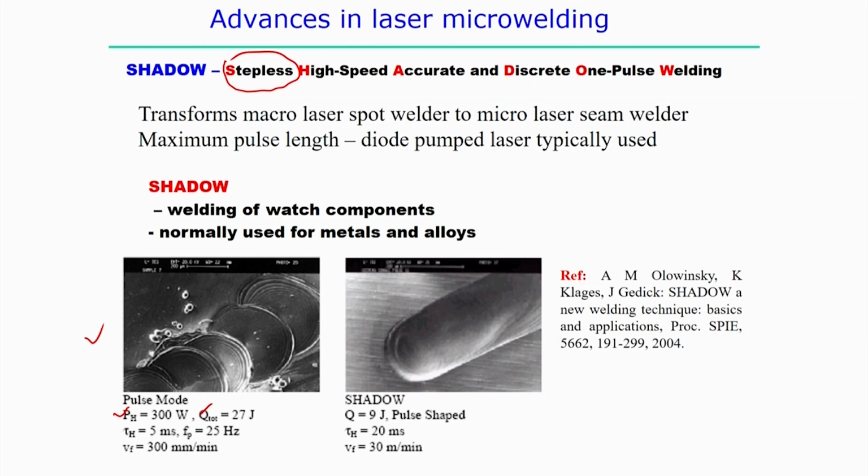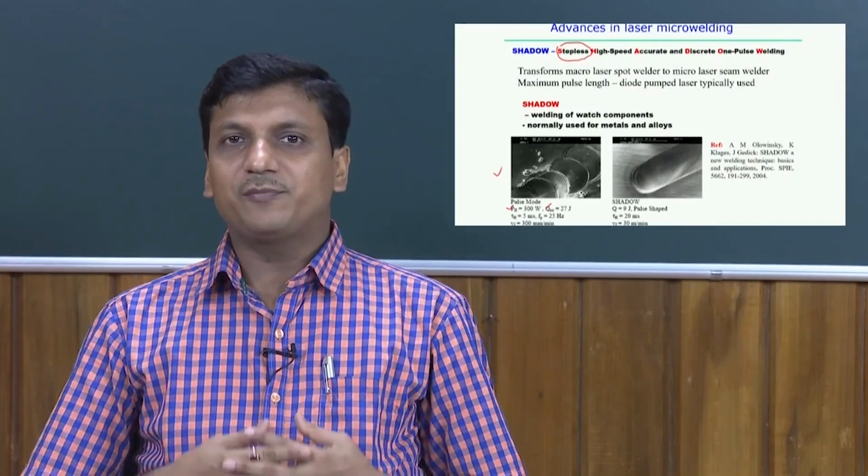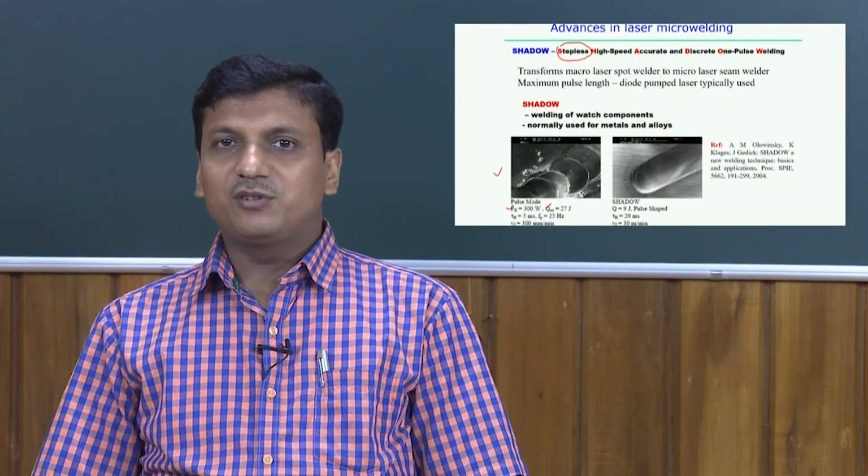So with these pulse characteristics, the typical pulse parameters, pulse on time, frequency, power and pulse energy, and with this specific speed at which we are moving the laser source, with this configuration we can find the overlapping of several spots. But since the pulse duration is 5 millisecond, if it is possible to move the entire length throughout the duration of the pulse, it is a kind of equivalent to the continuous mode of laser welding.